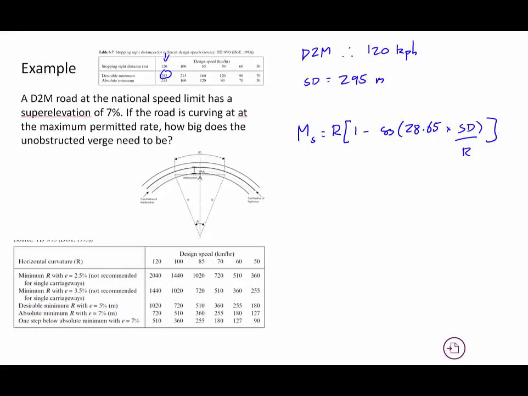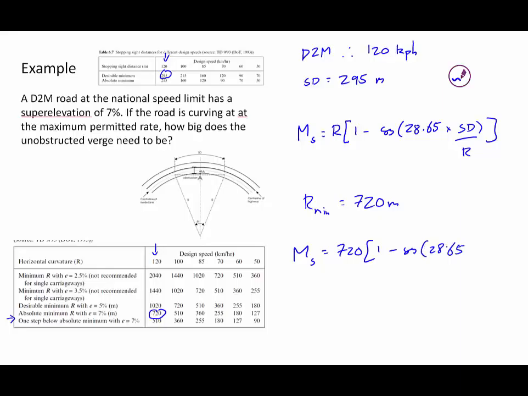So we've got the design curve table. We know that we've got a design speed of 120 because it's a D2M. We know that we've got super elevation of 7%, which is quite high. So our horizontal radius, our minimum radius, is going to be 720 meters. So put all that into the equation. We've got 720, 1 minus cos 28.65 times 295 divided by 720.